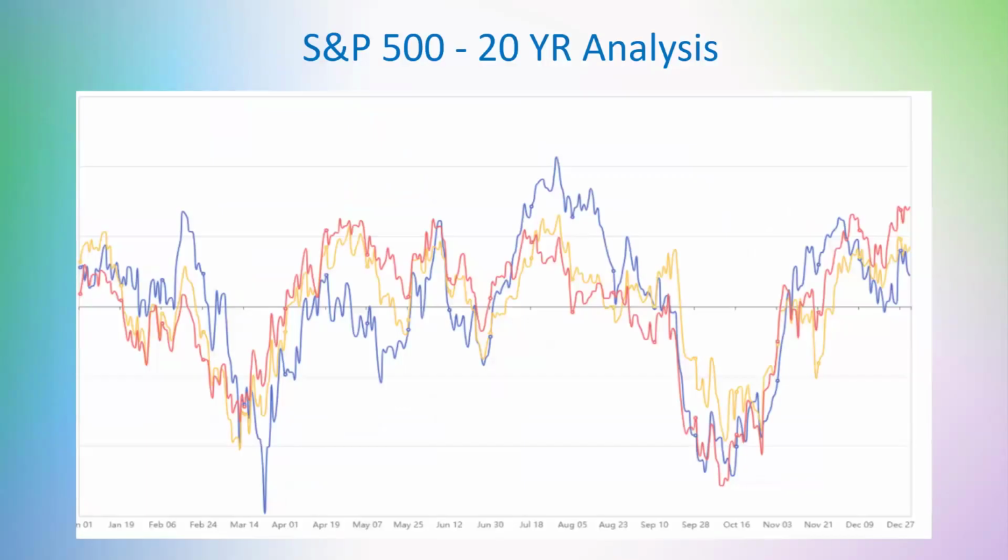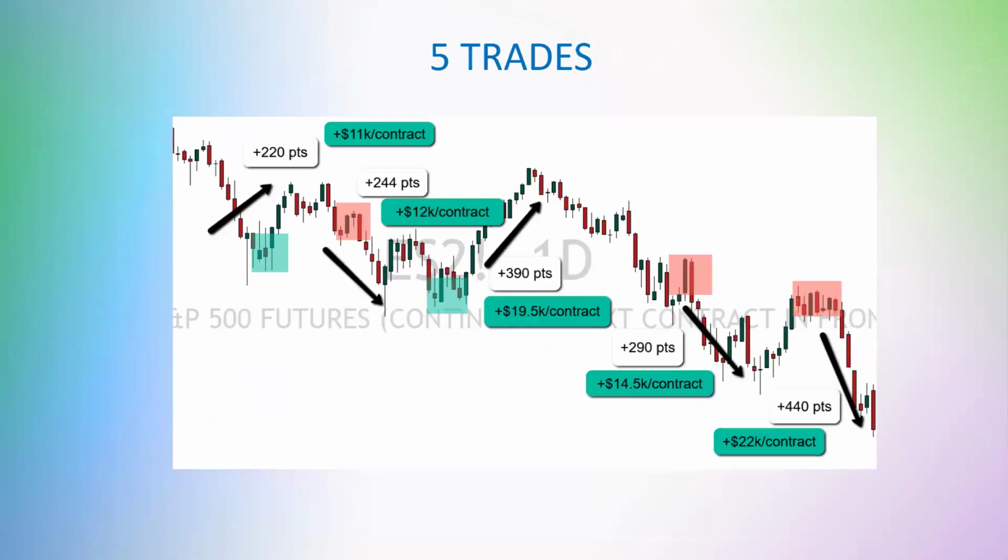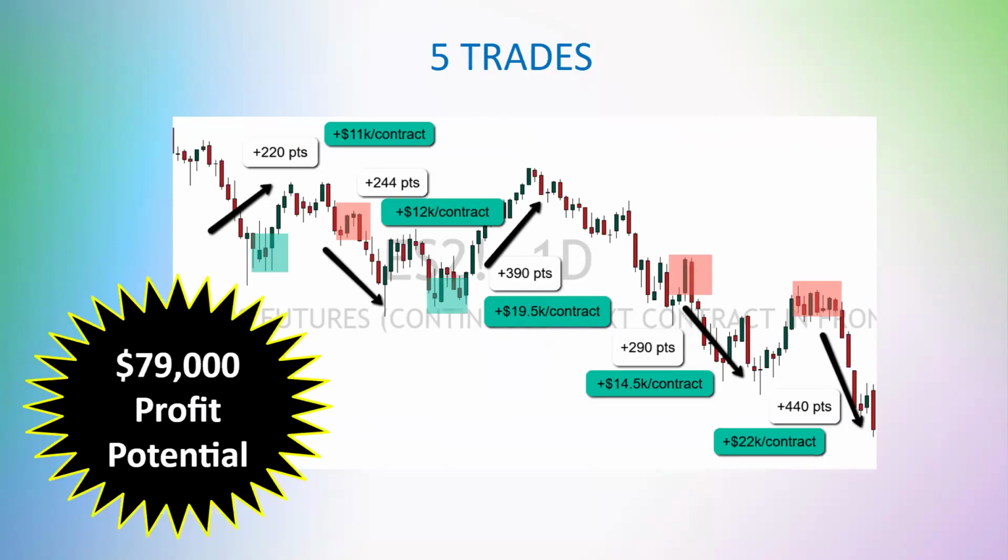S&P 500, 20-year analysis, guys. You realize the power of knowing these key turning points in the S&P 500? 5 trades in one single market. That is a $79,000 per single contract opportunity. These become game changers. These types of trades can change your lifestyle.